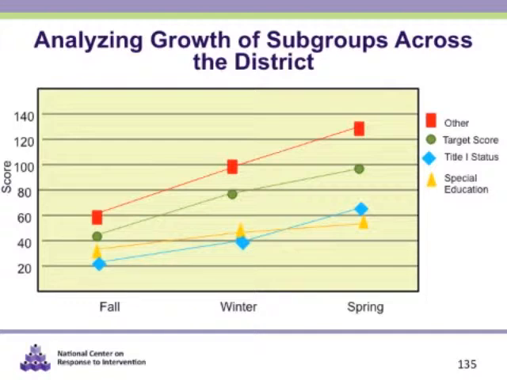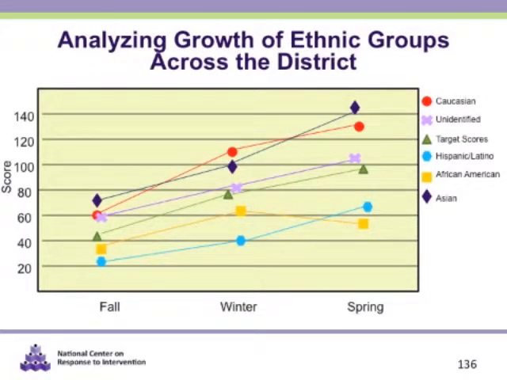The district would probably need to obtain more information about why it is that our Title I students are not doing as well, or our special education students are not making the same progress. What we're looking for with the district is general trends. And what we're seeing here is that certain subgroups in our school are not benefiting the same as our general population. Districts may also compare performance across ethnic groups.